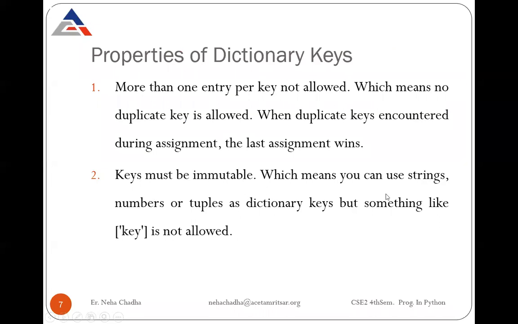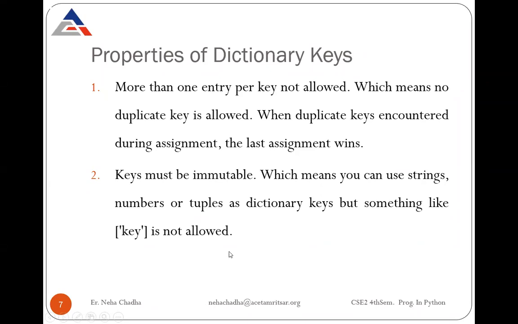Keys are immutable, which means you can use strings, numbers, or tuples as dictionary key values, but something like a list is not allowed. Okay, because we have studied that a list is mutable, we can update the list. So in dictionaries, you cannot change the name of the key, so it should be immutable. The immutable data types are strings, numbers, or tuples. So preferably use strings, numbers, or tuples as the dictionary key value. A list is not allowed as your key name.